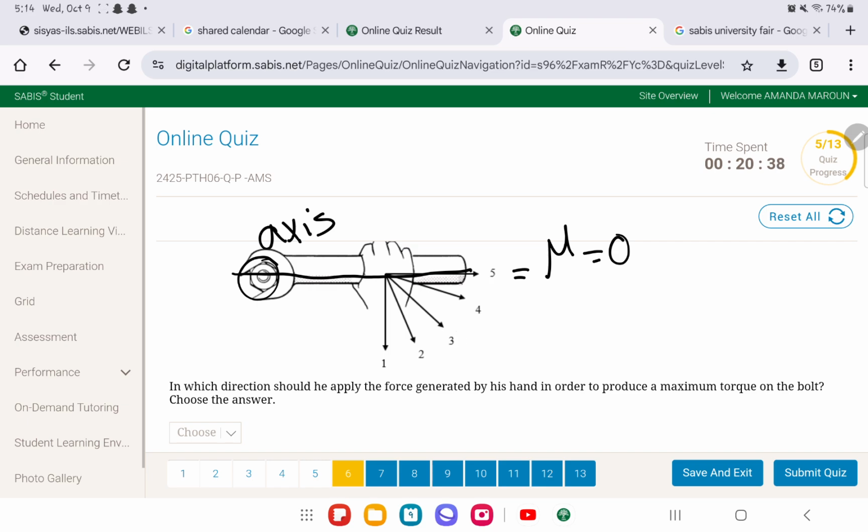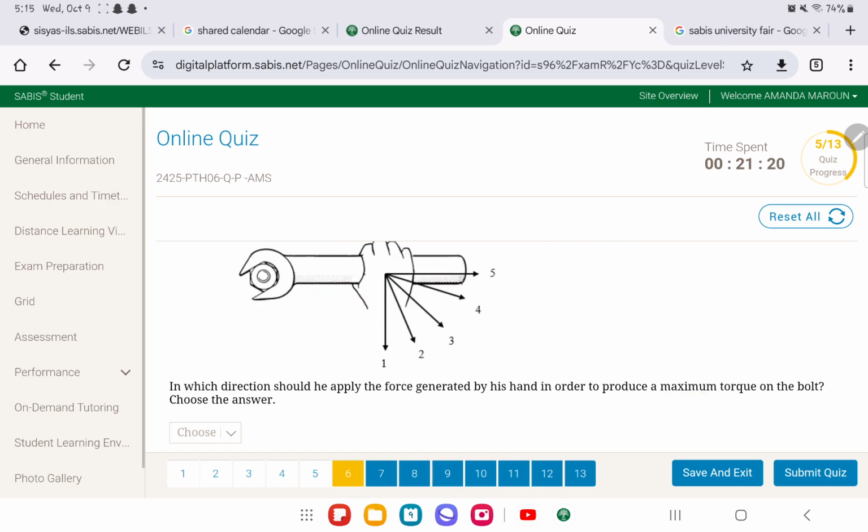And the moment of 3 is definitely less than the moment of 2. And the moment of 2 is definitely less than the moment of 1. But if we were to draw a force over here, let's call it 6, its moment would be less than 1. Why? Because a force that is 90 degrees from the base, for example here, 90 degrees from the spanner, will produce a maximum torque.